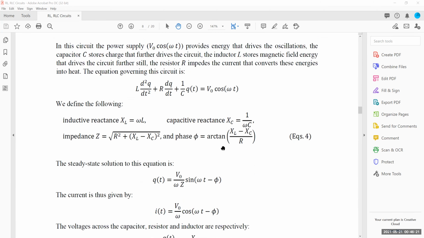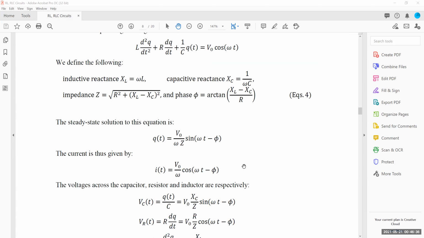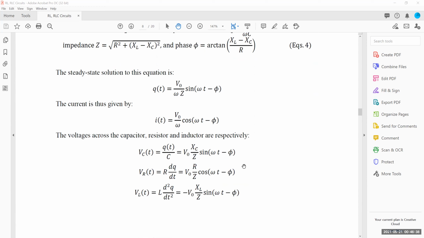So Q of t now, because this is basically what the voltage is. Q of t is some phase shifted value from this value in here, and the current is exactly going to be in sync with it. So at this point, we have the values that we have in here. So VC will be Q over C. So it's this number over C. And if you divide this by C, you will have 1 over omega C, which is XC.